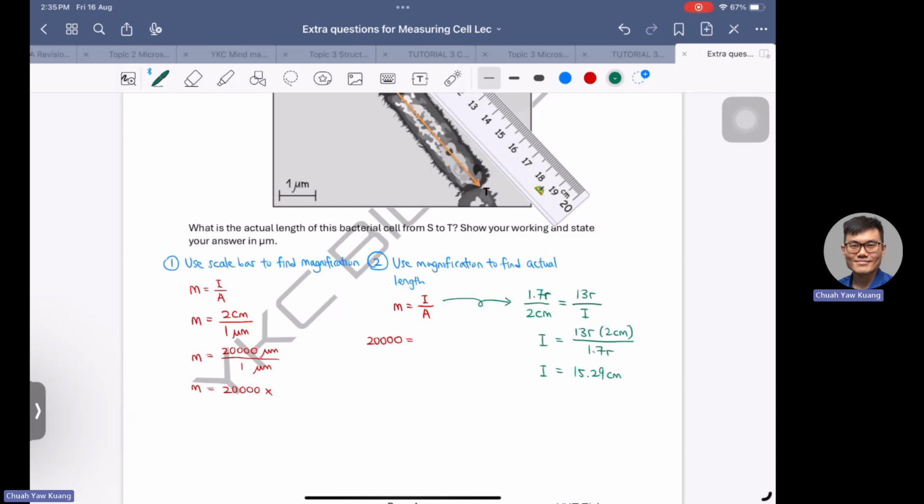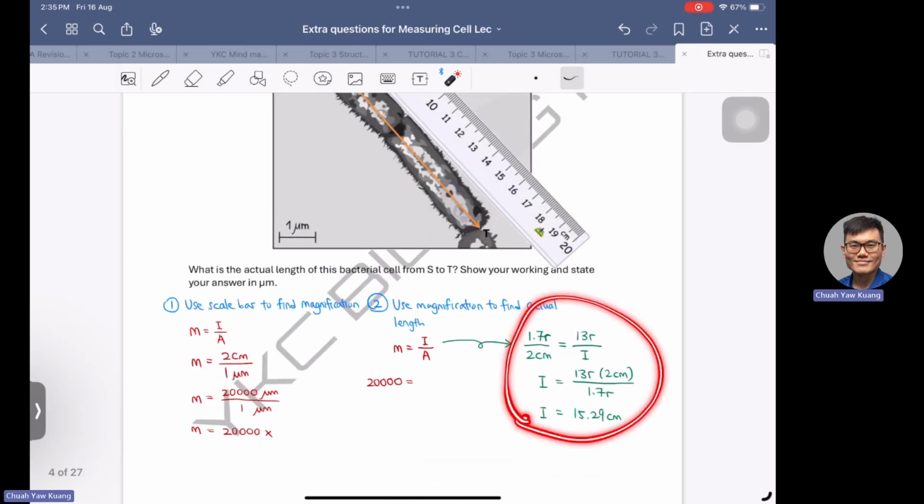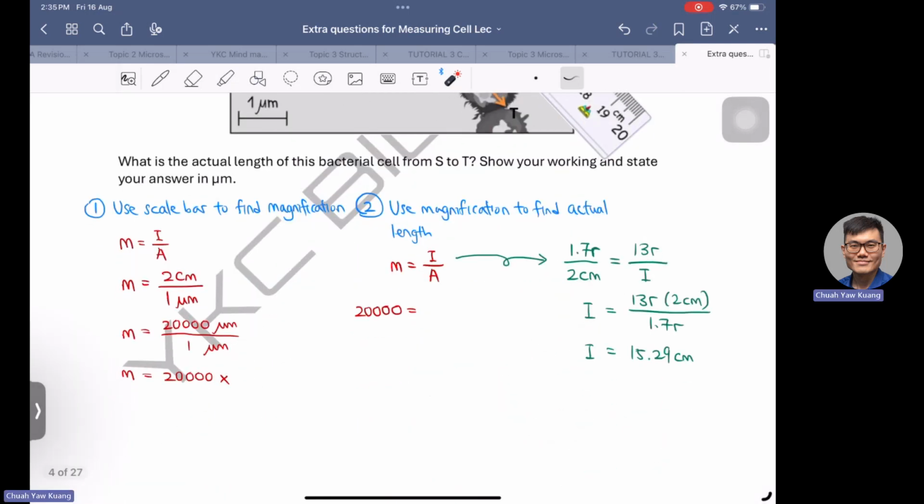Because if you use your ruler to measure directly, it is 13 cm, like what I said. If you put your 13 cm here, then it will be wrong, because obviously from the scale bar, when we measure using the ruler, it's not 2 cm. So when you notice this, you have to do this extra step to find the actual image size. So now we know that the image size is 15.29 cm. So we will put that in, 15.29 cm. And then the actual size is what we want to find.